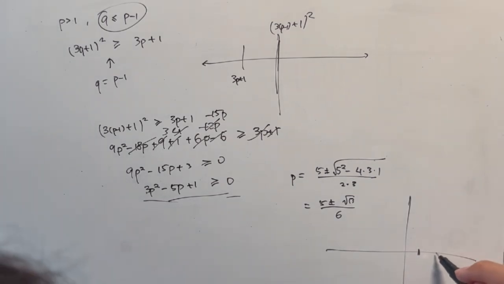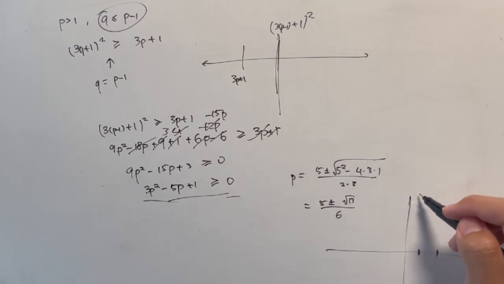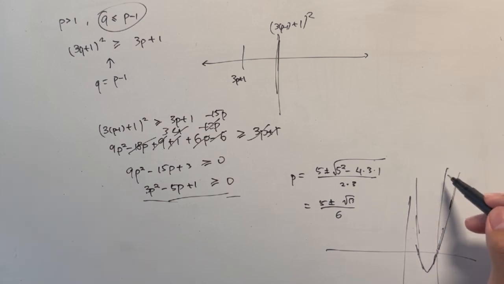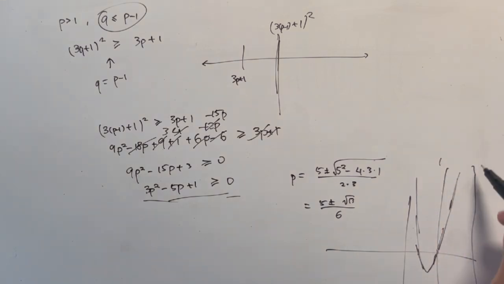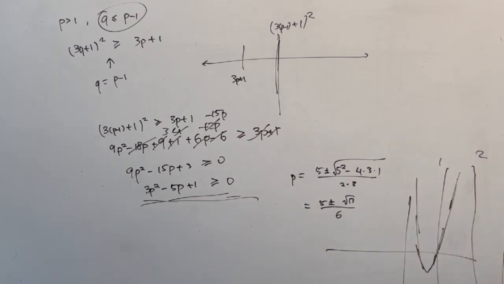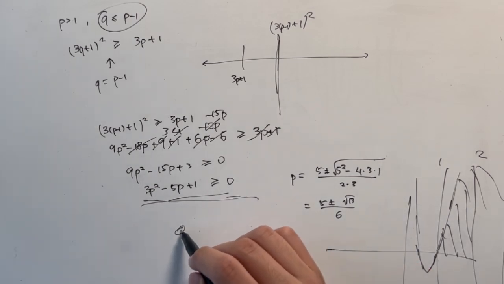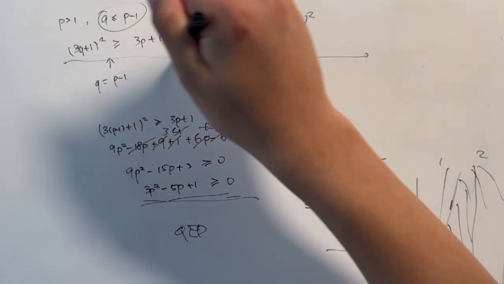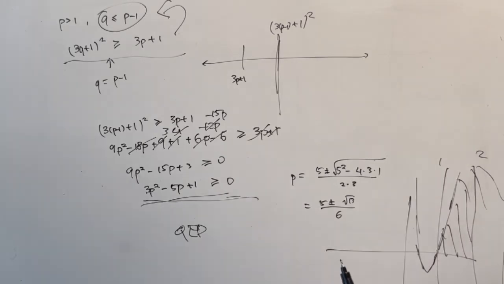So the roots would be around here, where p equals 1 is around here, and p equals 2 is here. So this inequality will be satisfied in this shaded area, which covers everything for p greater than 1. So again, we have proved this, QED. And so q equals p minus 1 does satisfy this, and therefore this is true.